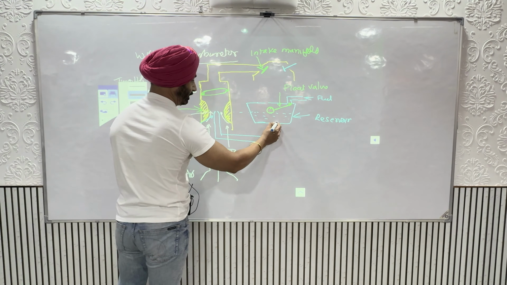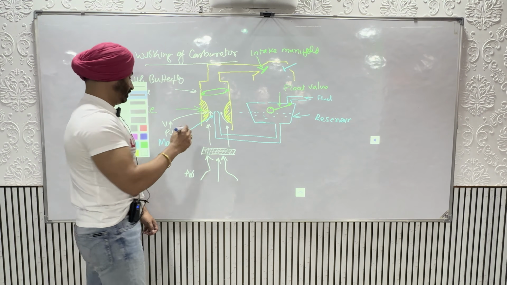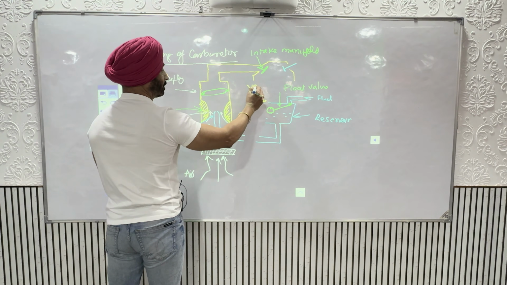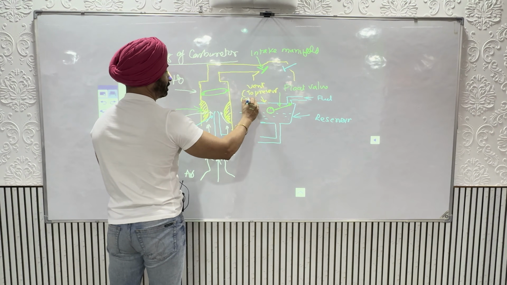Remember, it is a schematic diagram. Everything is in a very compact form compared to the carburetor which you saw. Here we have a vent. Vent means hole. This is to prevent cavitation.